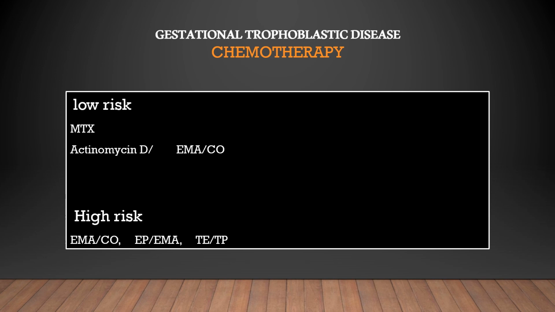And along with these chemotherapeutic agents, the patient should be on strict follow-up, 2 weeks apart. And chemotherapy is given till beta HCG is normalized. Even after normalization, 3 further cycles of chemotherapy are given to abolish any residual trophoblastic disease.